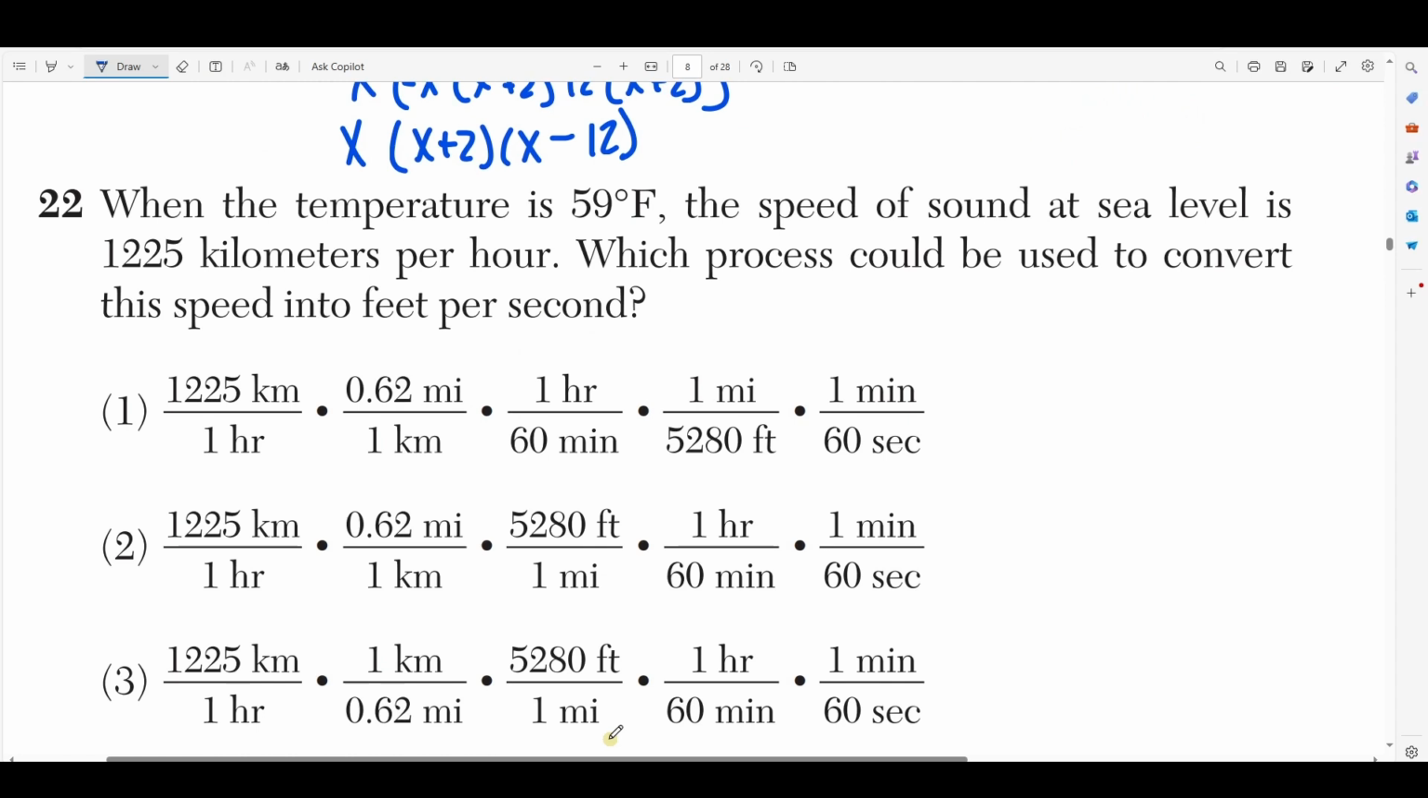Number 12 says, when the temperature is 59 degrees Fahrenheit, the speed of sound at sea level is 1,225 kilometers per hour. Which process could be used to convert this speed into feet per second?